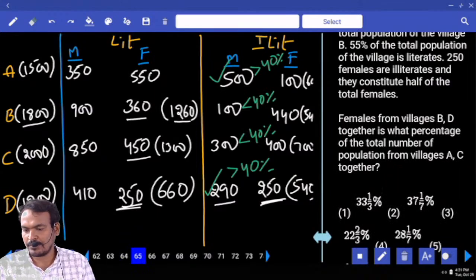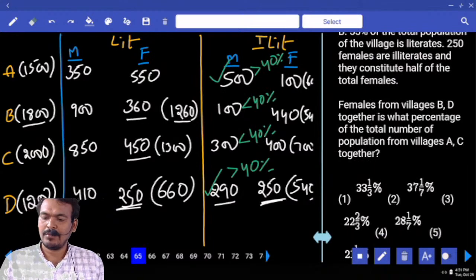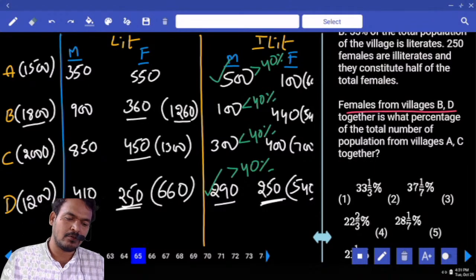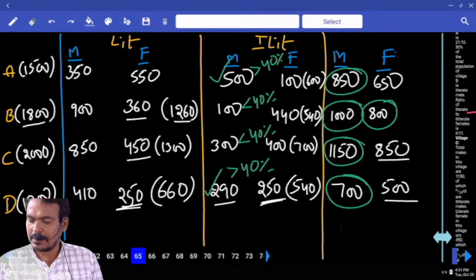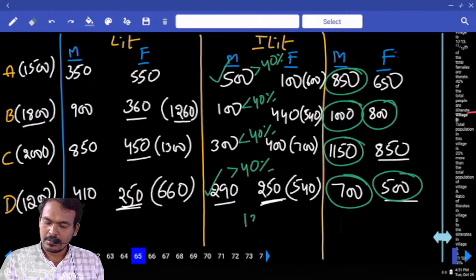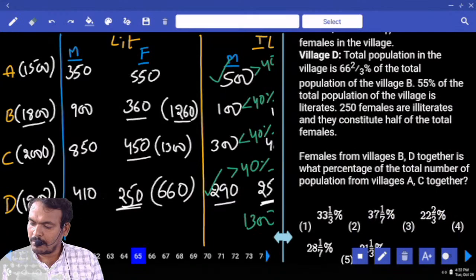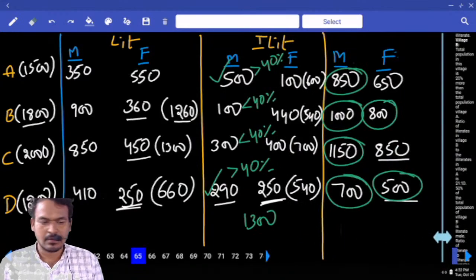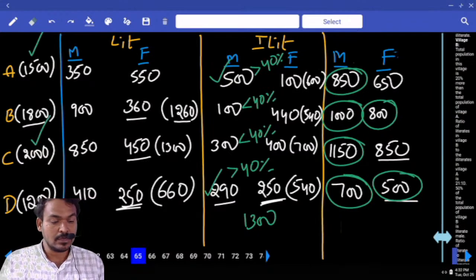Next question number 65. Females from villages B, D together is what percentage of the total number of population from villages A, C together or not? Females B, D together. What is the female value in B? Female in B 800. D females 500. Total it is 1300. Is what percent of which one? Total number of population from AC together. What is the A total population? 1500. C total population 2000.